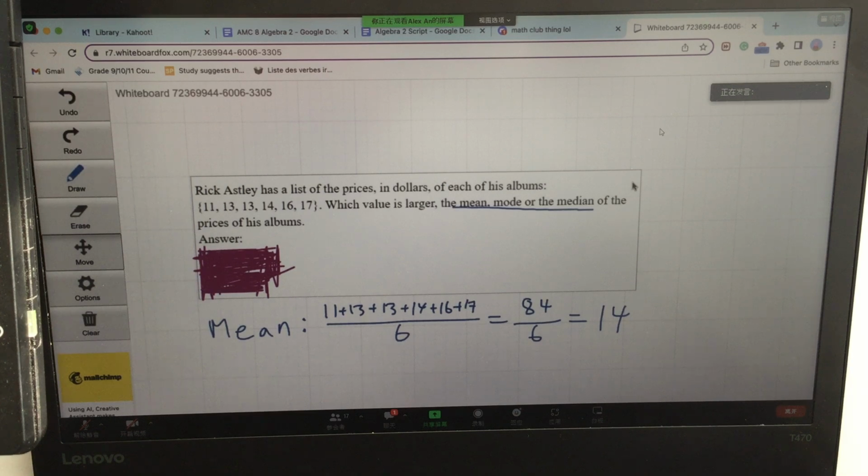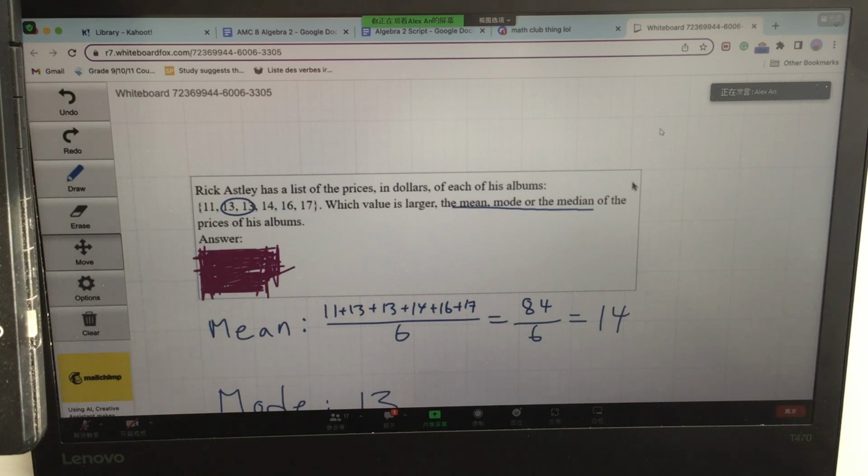Okay, we're back. So for the mode, it's just whichever number appears the most number of times, and 13 appears the most number of times. It appears 2 times, while the other numbers appear once. So the mode is just 13.